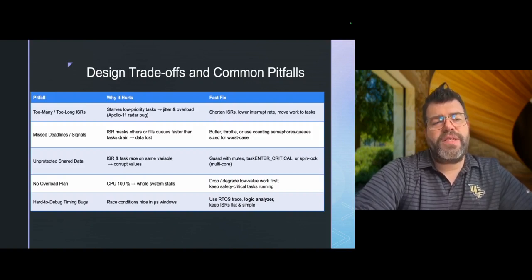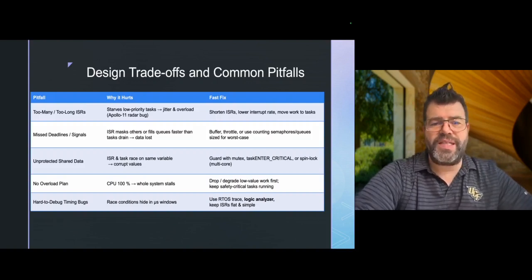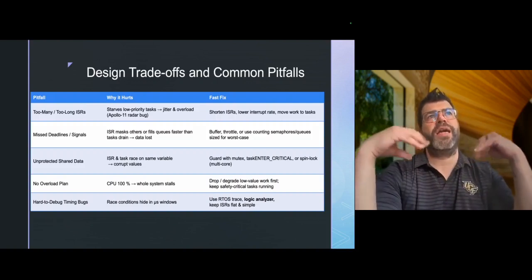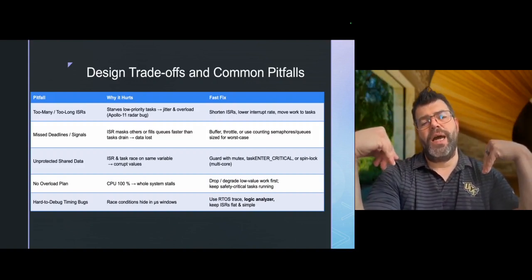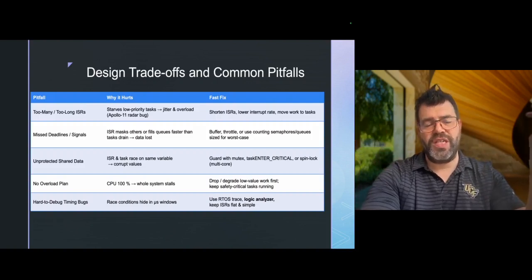All right, missed deadlines and signals, why this matters. If your ISR is masking others or fills queues faster than the tasks drain them, right? So you can imagine that an ISR might fill up data somewhere, but if that data doesn't get processed quickly enough, essentially you get data loss, right?